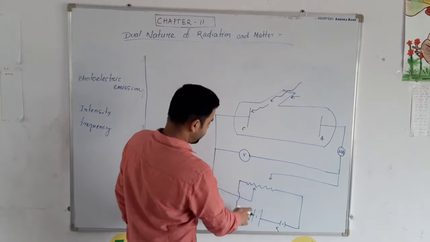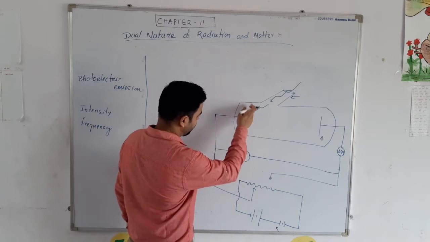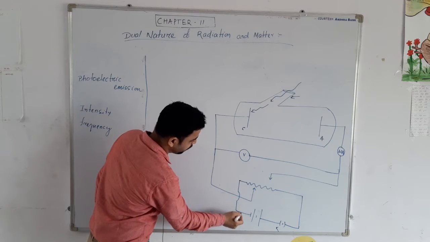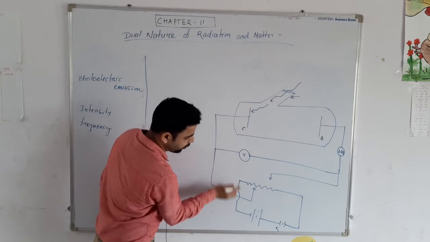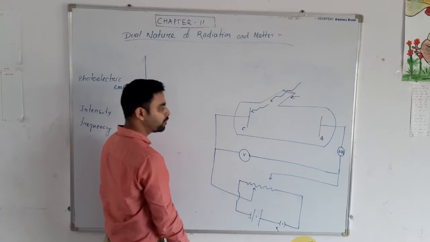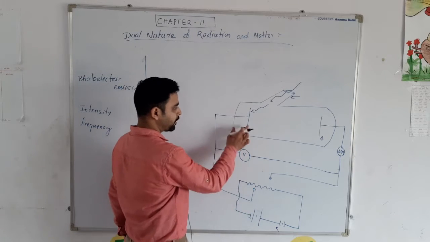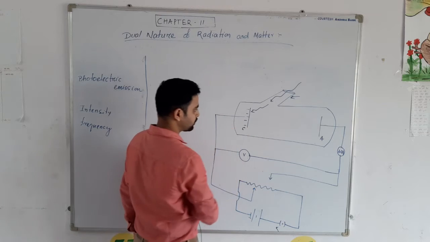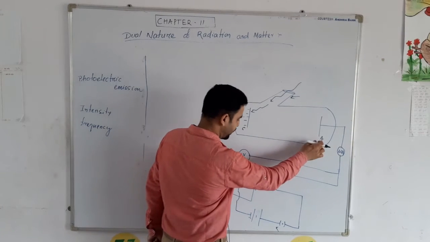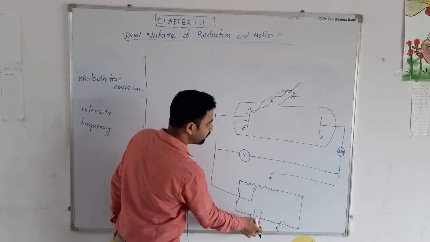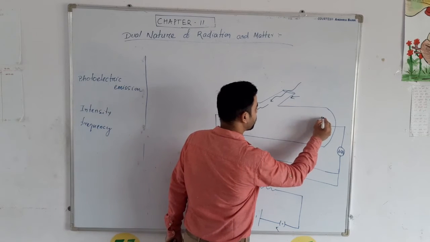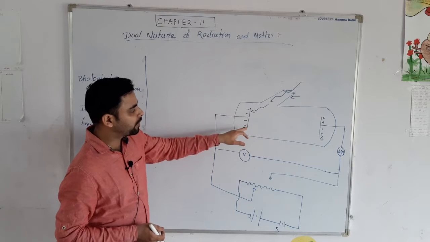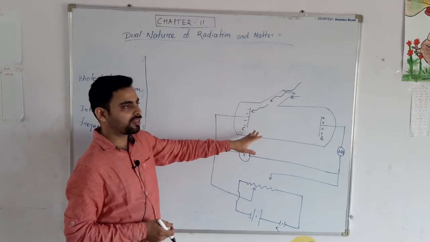So look here, this photosensitive plate C is connected to the negative end of the battery. As it is connected to the negative end of the battery, it becomes negatively charged. And plate A is connected to the positive end of the battery, so it becomes positively charged. The light falls on this photosensitive plate C.